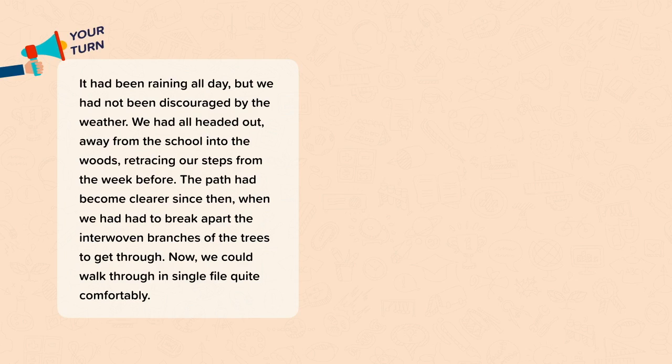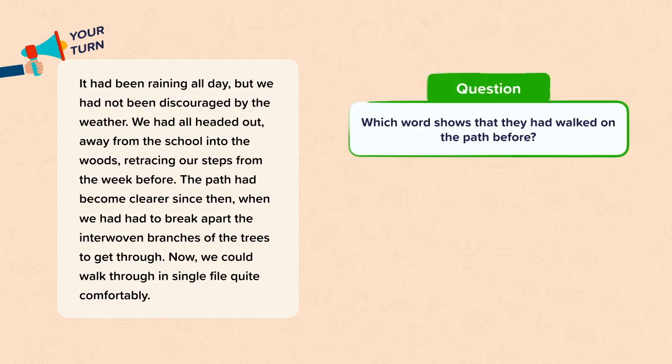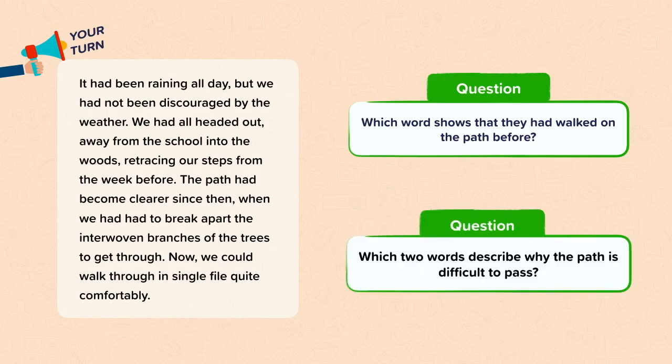And now for some questions. So the first question is, which word shows that they had walked on the path before? And the second question, which two words describe why the path was difficult to pass? Now remember, use the prefixes to help you. I'm going to give you 60 seconds.